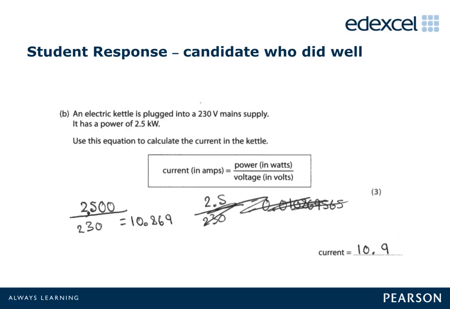This was a calculation from the foundation paper. The rearranged equation was given in the question, but the value for power had to be converted from kilowatts to watts. The conversion is clearly shown in the working here, and the final answer is correct. This scores all 3 marks.